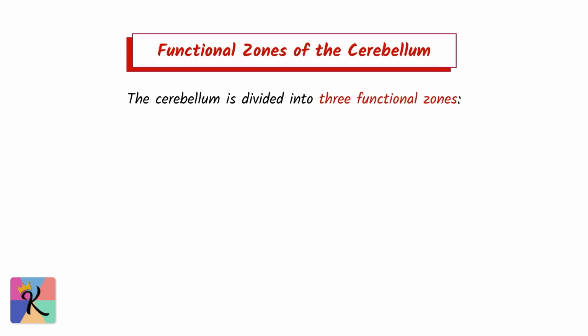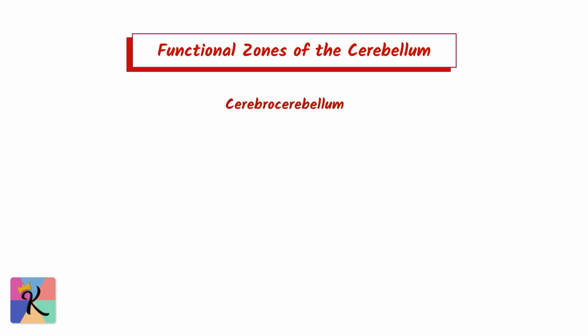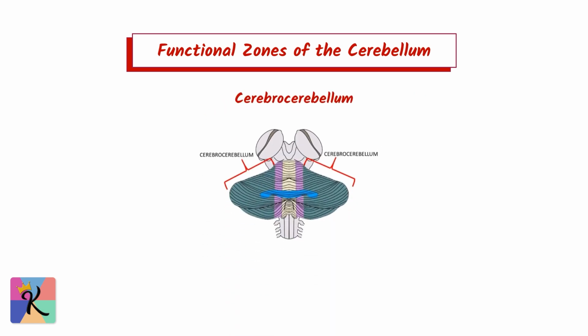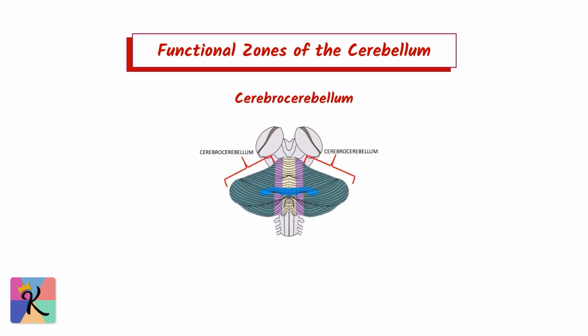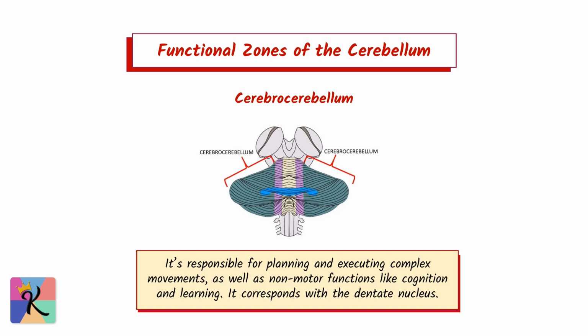The cerebellum is divided into three functional zones. The cerebrocerebellum involves the lateral hemispheres and receives input from the cerebral cortex. It's responsible for planning and executing complex movements as well as non-motor functions like cognition and learning. It corresponds with the dentate nucleus.